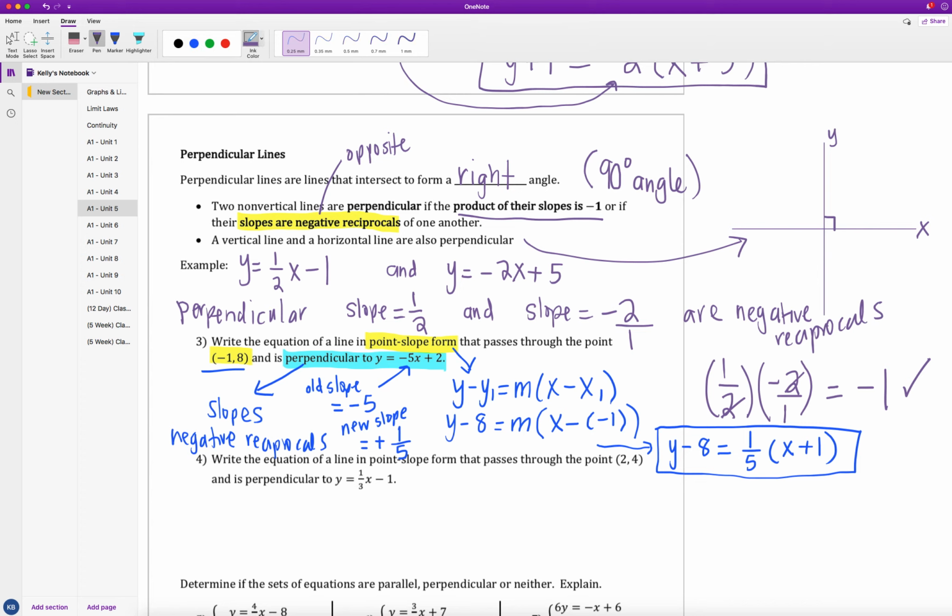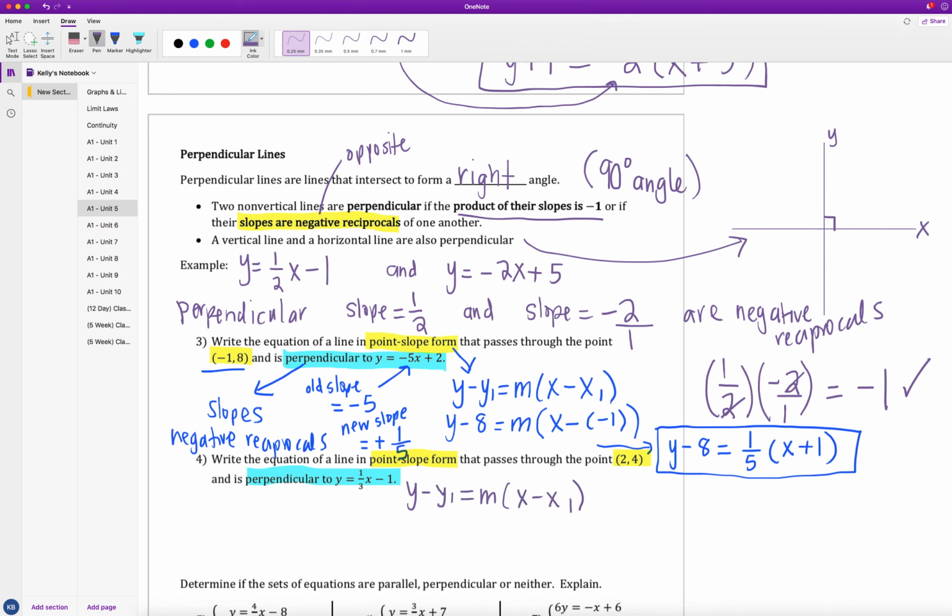Why don't you guys pause the video and try example 4 on your own first. So example 4 says write the equation of the line in point-slope form. So I'm still using point-slope form. It passes through the point 2, 4, and the key now is that it's perpendicular to the line y equals 1/3 x minus 1. Right off the bat, I'm going to just write out point-slope form because I know I have to have my final answer in it.